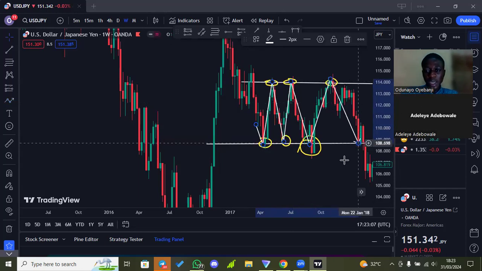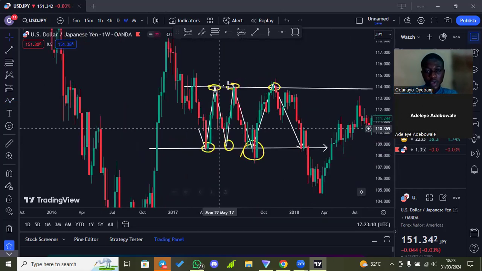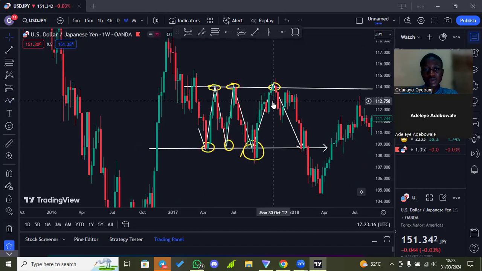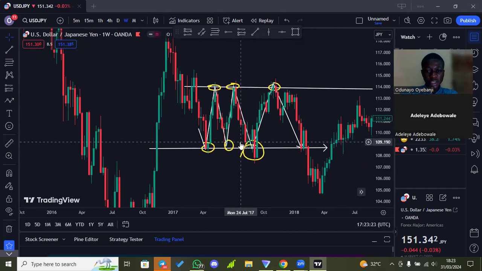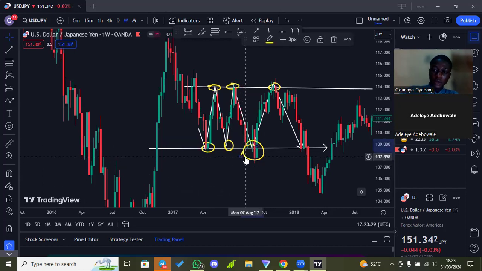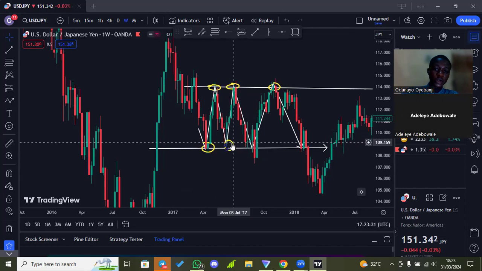So this is an example of a ranging market. A market that is bounded within two points, or bounded by two points. That's what a ranging market is. This is a typical example of a ranging market. Do you get that? Yes. All right, very good. So now let's move forward.